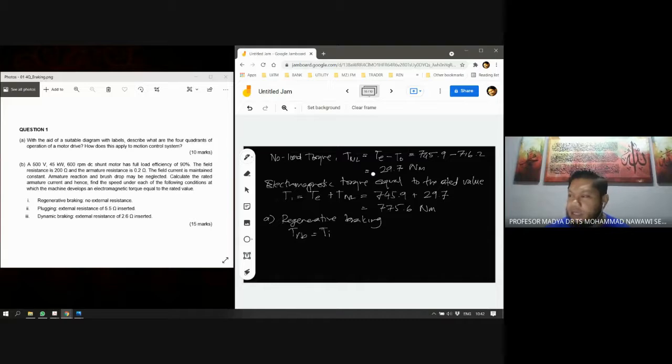And from the equation before, you have omega_RP equals to Vt over K flux plus T_RB multiplied by Ra over K flux squared. So if you do that, you can insert or replace with the result that we have just now, and that gives the equation to 93.7373, and it's best for you to convert that into RPM. So this is in radian per second.